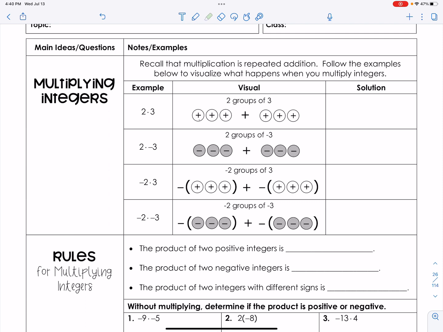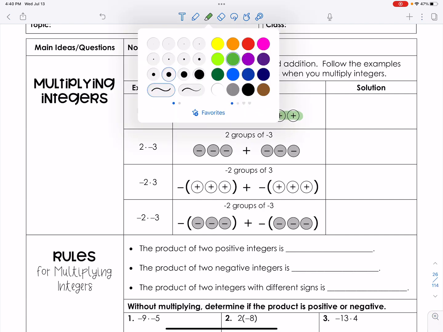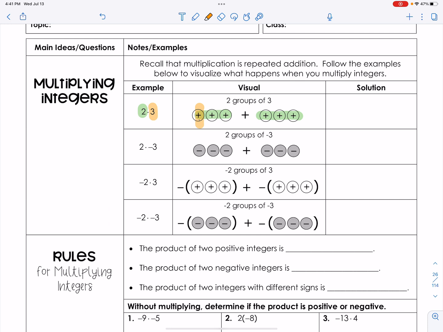So basically what multiplication means is you have 2 groups, and in the groups, there are 3 things, right? And so 2 times 3 is 6. Okay, and so if you look at this next one, it's the same thing except all of these are red. So you have 2 groups of a negative 3, and you end up with a negative 6 if you count them.